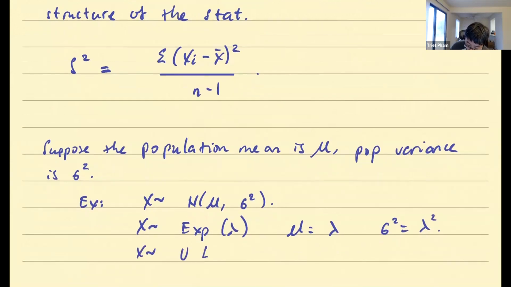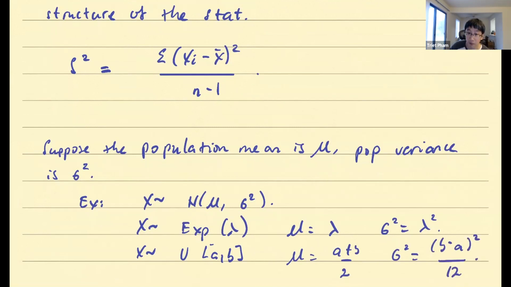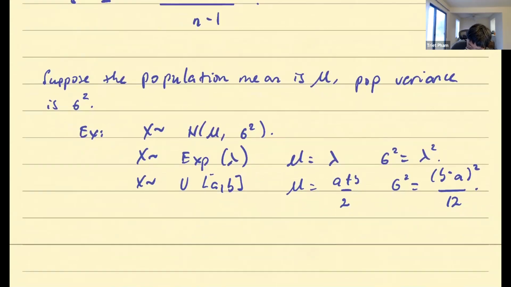Another one would be uniform AB. Then mu would be A plus B over 2, and sigma square will be B minus A squared over 12. Is this okay? So right now, I'm not specifying what the distribution is. I'm just saying it's whatever it is with some mu and some sigma square. Then again, I form X bar, the sample mean.